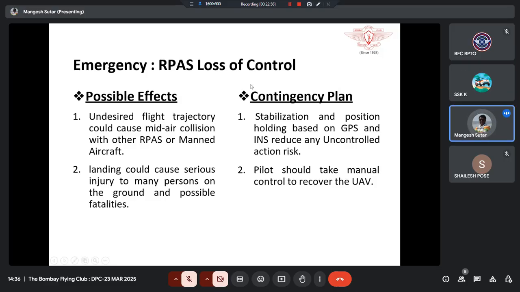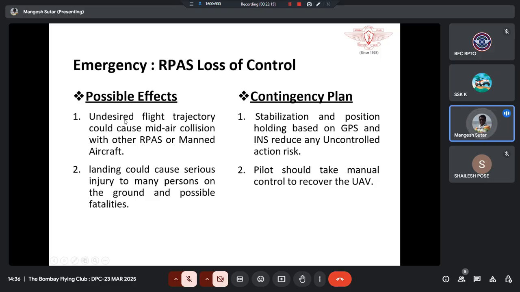Sometimes you may have this, similar to your remote control. Similarly, your RPAS control or GCS, ground control station, is not able to communicate with the drone. So RPAS loss of control.